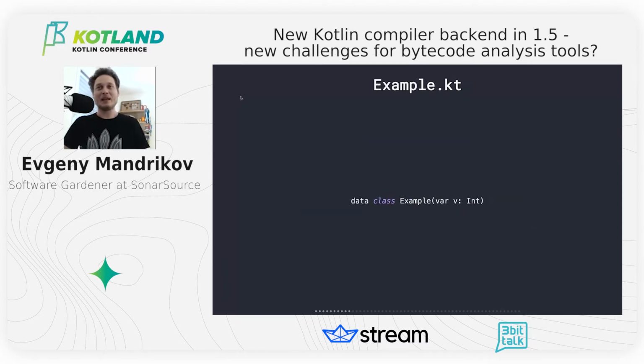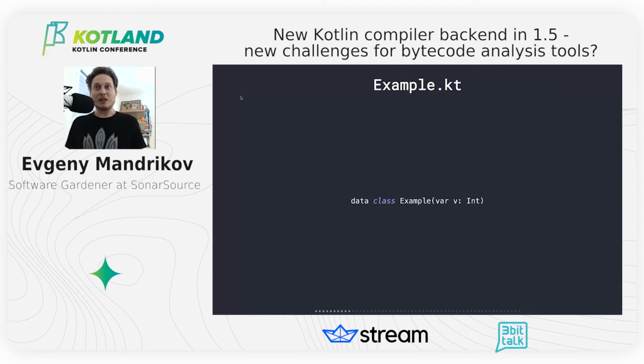Okay, let's go. Let's start from something simple. Let's start from a construction well-known to every Kotlin developer, a data class. I have a data class. It's called Example. It has just one property called v with the type Int. That's it. It's super simple, super easy. There is no body, there are no methods, nothing, right?